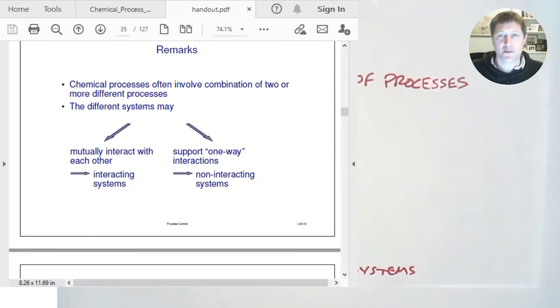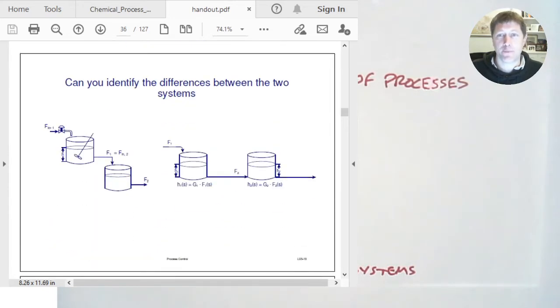So some comments. Chemical processes often involve this type of process. We have two or more processes in sequence. When they mutually interact, we call that an interacting system, and we'll look at that in the next mini lecture. Now we're looking at the one-way interaction, and that's what we call a non-interacting system. Can you see the difference in these two sketches? This is two tanks which are being fed one to the other. Which is interacting and which is non-interacting?